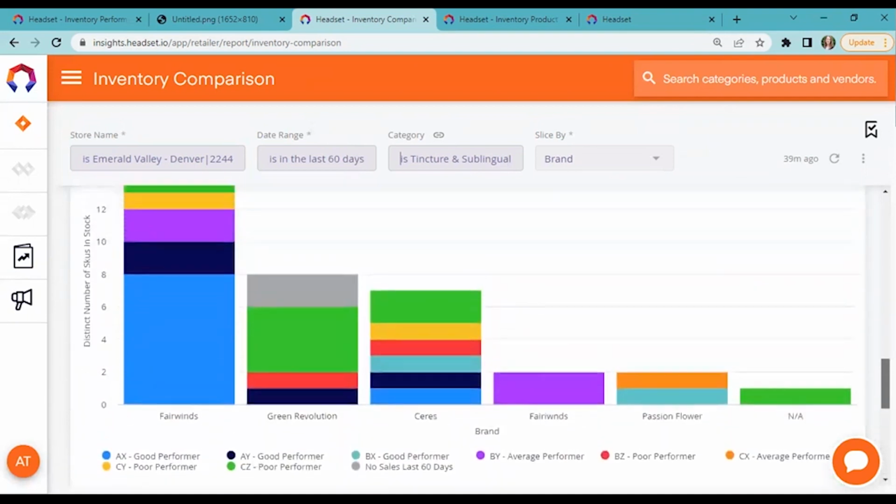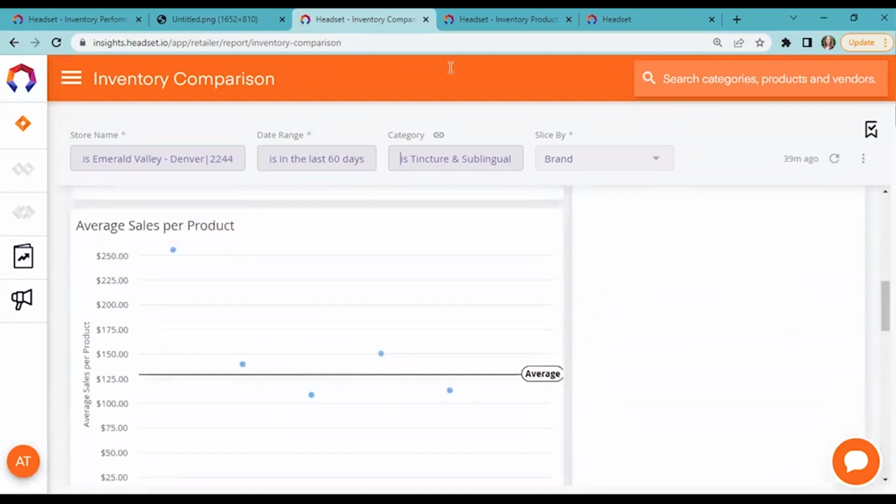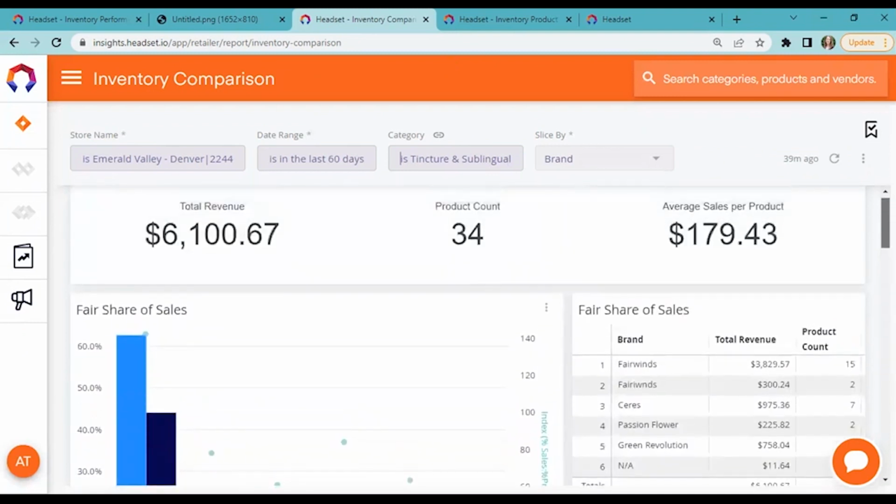Any questions on inventory comparison? Nope, I think I got it. Cool. Kayla, since you're the only customer on the line right now, are there any specific categories, brands, or vendors that you are looking to cut from your mix, or are you just getting started with your optimization?